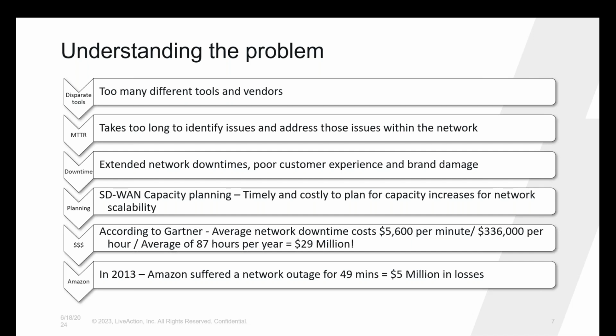But if you look at Amazon, they suffered a network outage for just 49 minutes, and they reported that it cost them $5 million. Now, I'll stress that this actually happened nearly 11 years ago. Amazon is a much different company now. So if they suffered the same 49-minute outage, how much would it be? It wouldn't be 5 million. I'm sure it'd be a lot more than that. And people would be up in arms, right?